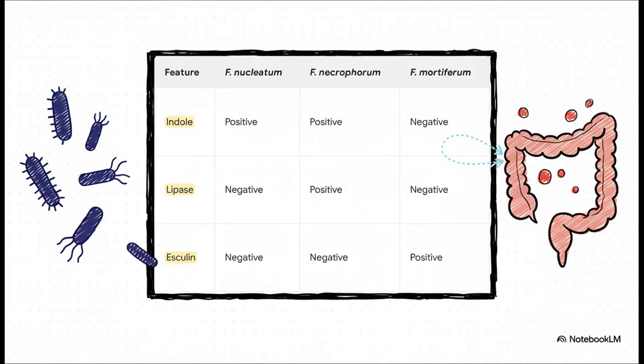For a classic biochemical workup, this table lays it out beautifully. If you remember one thing, remember this. Fusobacterium nucleatum is reliably indole positive and lipase negative. That profile, combined with its morphology and culture quirks, is really the cornerstone of a definitive ID.